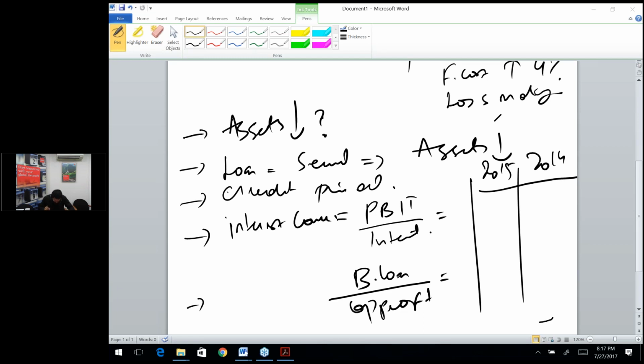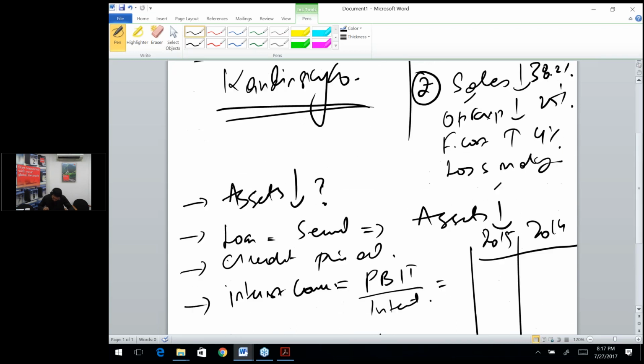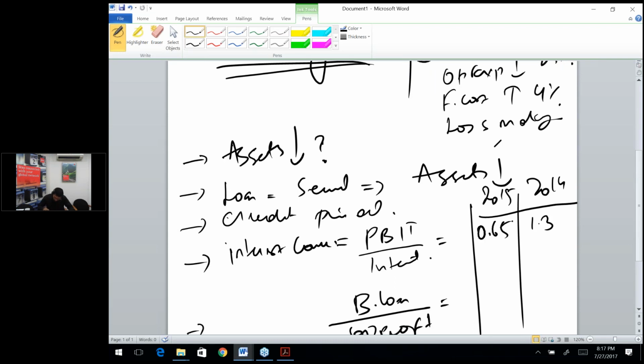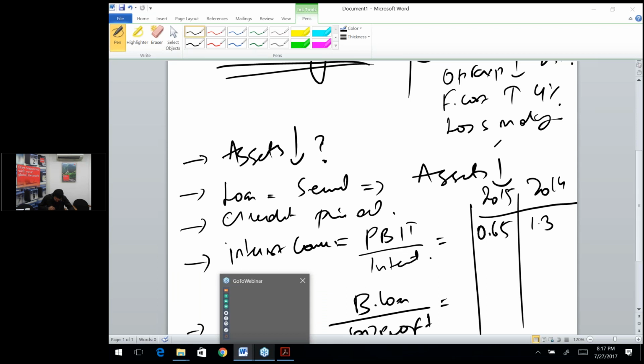1.4, 1.3 for 2014 and 0.65. 0.65 and 1.3, and what else?